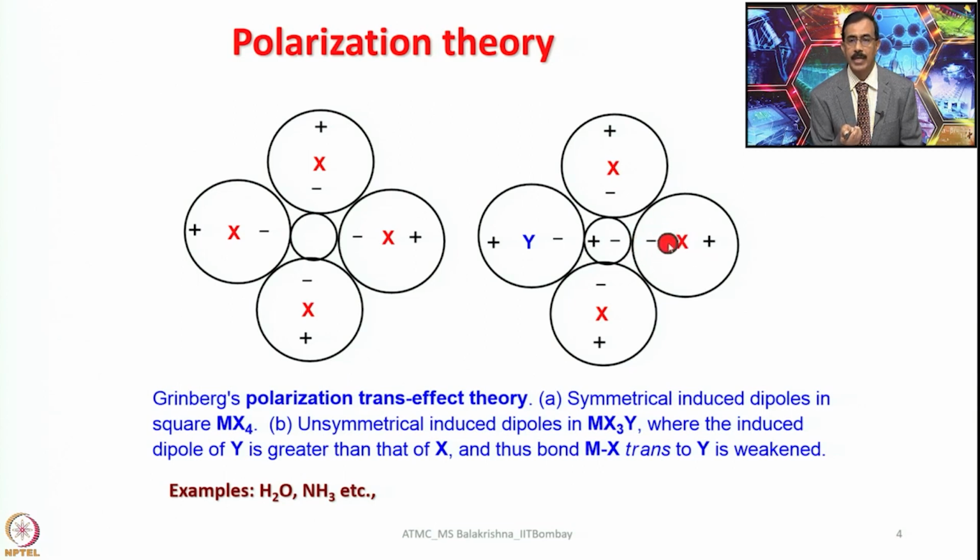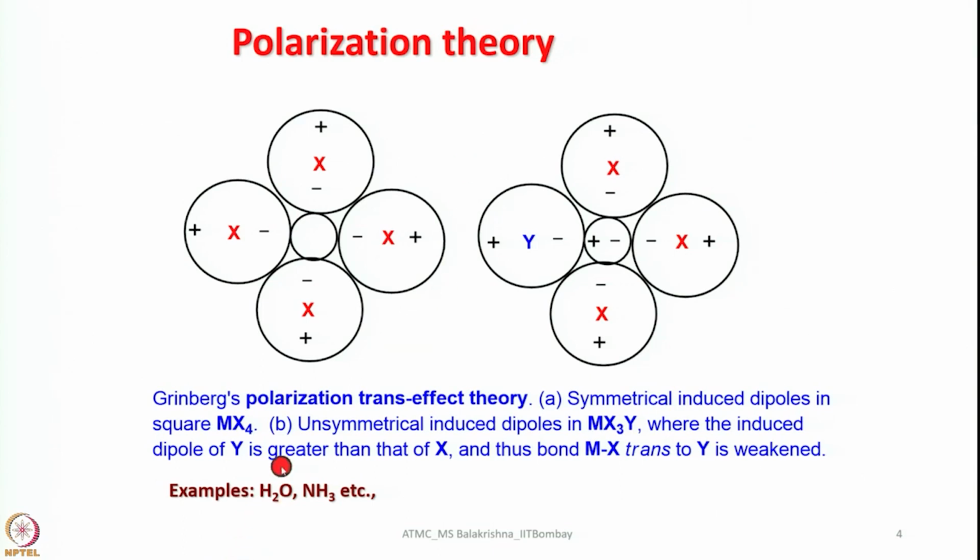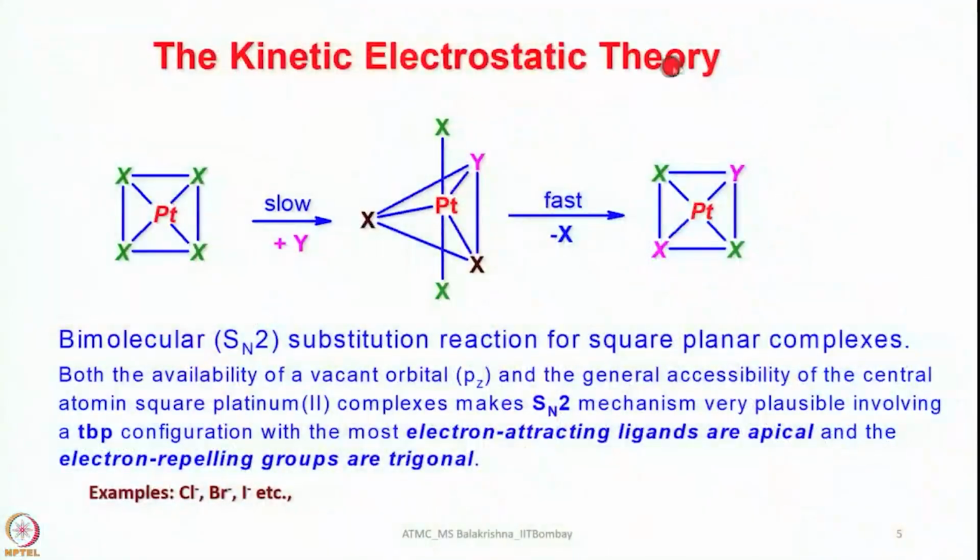This is the departing ligand, and once this has departed, the entering ligand would come and the substitution reaction is complete. That means this polarization theory holds good for ligands such as ammonia and water, which are neutral sigma donor ligands. I hope it is clear. Examples I have shown here: water and ammonia, etc. Fine. Now, let us look into another theory, called kinetic electrostatic theory.